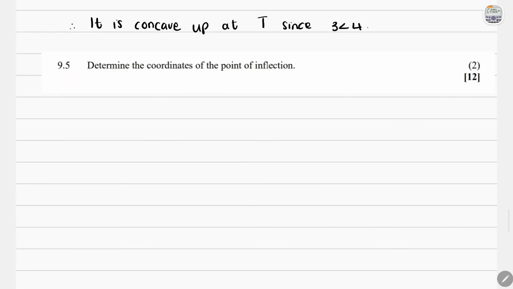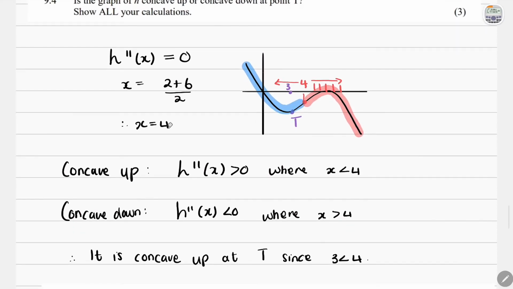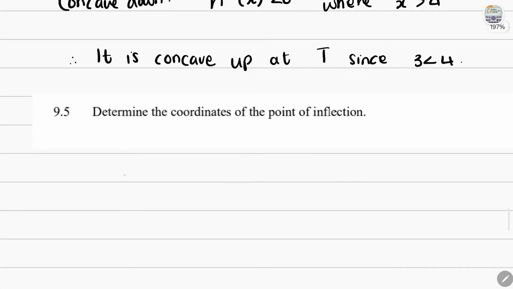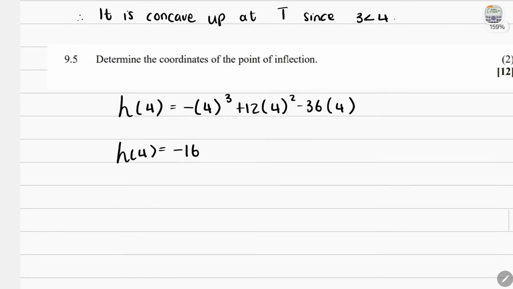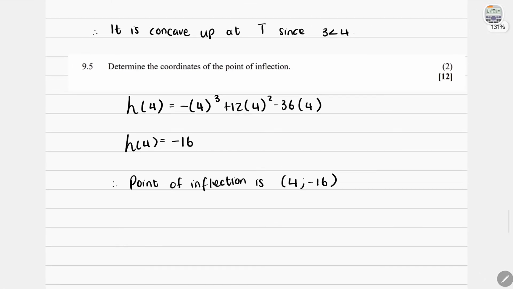The last question for question 9.5 says, determine the coordinates of the point of inflection. Okay, we already have the x value of the point of inflection. And we have the full equation of h. Just substitute that x value of 4 into the equation of h so that you can find its corresponding y value. Okay, so we know that we just have to find h of 4, and let's substitute. Okay, and h of 4 is equal to negative 16. So our point of inflection, we can just conclude, is (4, -16). And that is our answer. And that is it for question 9.